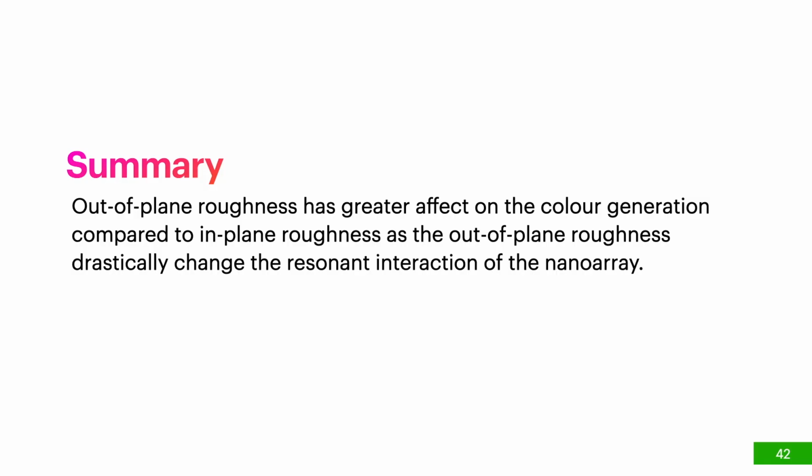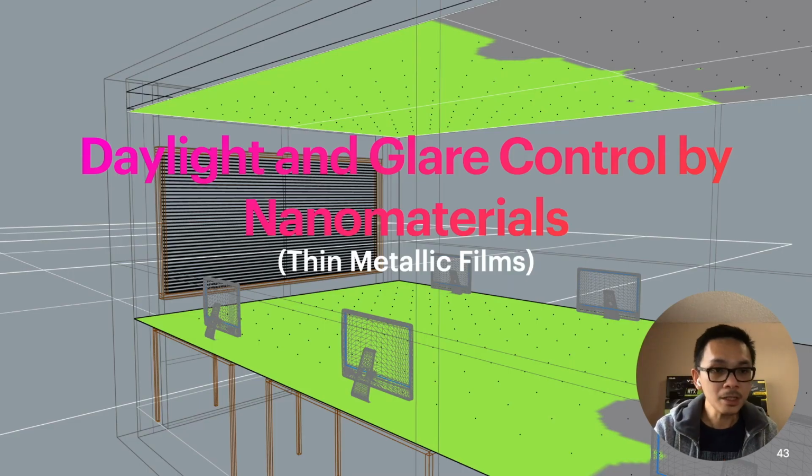So the summary that can be drawn from this is that the out-of-plane roughness has a great effect on the color generation compared to the in-plane. As the out-of-plane roughness can drastically change the plasmon interaction, the resonant interaction at the nanodisk array, nanohole array. Sorry.